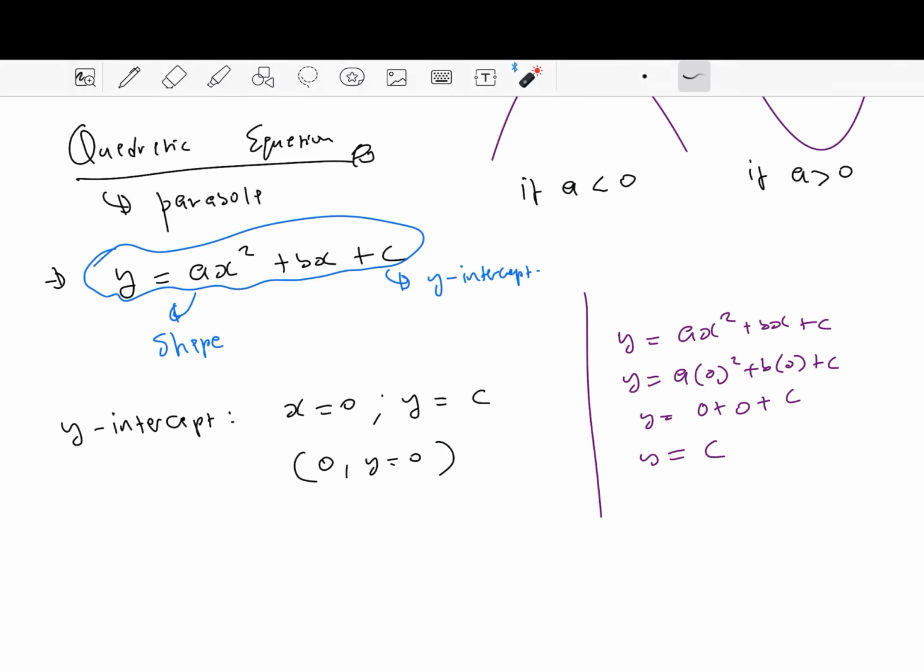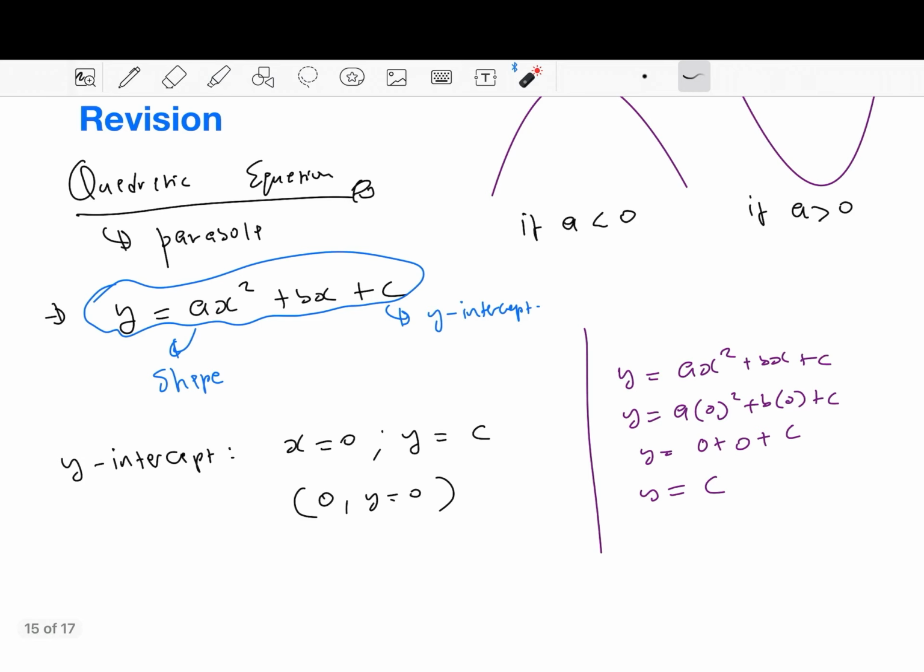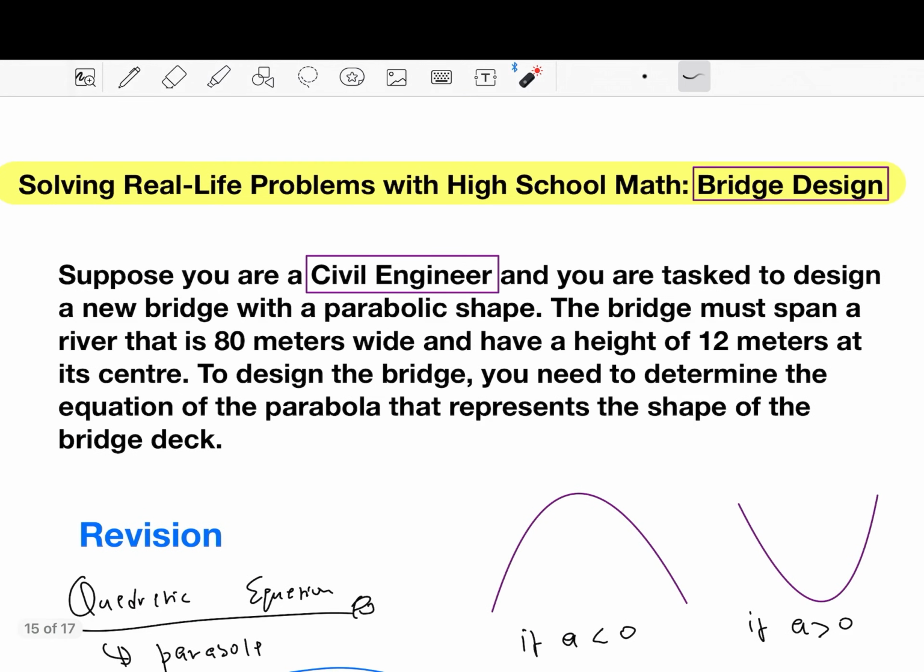But what I want us to do now, since we have an idea of parabolas and how people use them, is that I'm going to show you an example of how we can use parabolas and even calculate the quadratic equation of a parabolic shape. In this case, we're looking at a bridge, and how to design a bridge like a civil engineer.